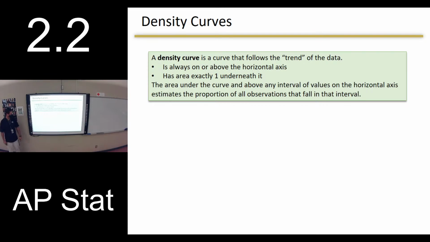And then don't write any of that down. The area under the curve, above... This is in words. I couldn't really figure out how to say that in words. The area between 2 points, that's probably how I should have written it. The area under the curve and above any interval, below that on the horizontal axis, estimates the proportion of observations that fall between these two values.